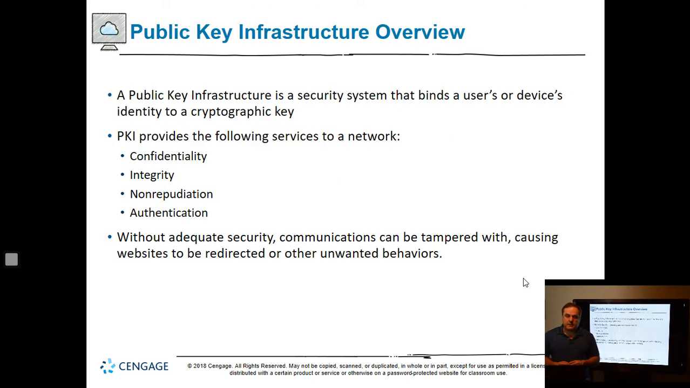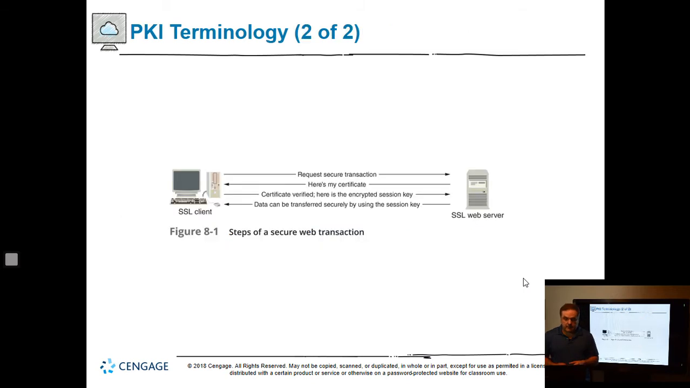Public key infrastructure is a security system that binds a user's or device's identity to a cryptographic key. PKI provides the following services: confidentiality, integrity, non-repudiation, and authentication. So all those things PKI can help you with. You can install the public key infrastructure right on your Active Directory domain controller. You can also use a public server as well, where it's trusted externally. But when we do this kind of thing, we're going to be doing this through Active Directory.